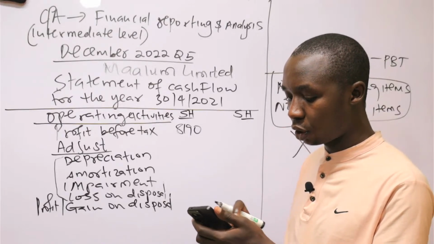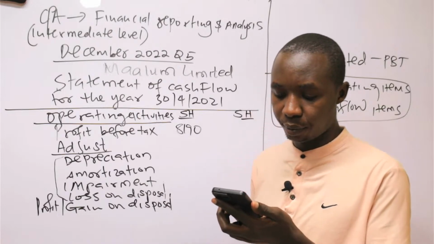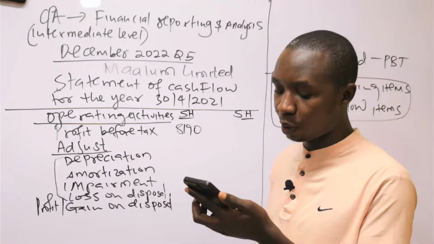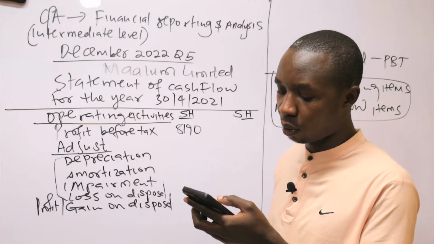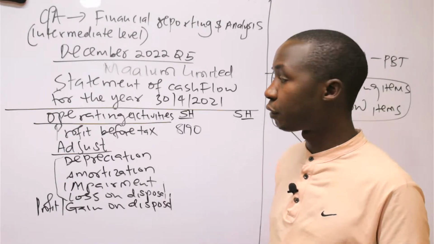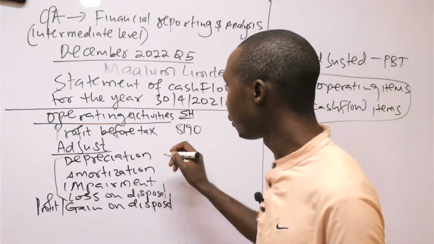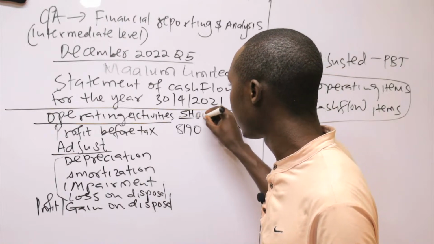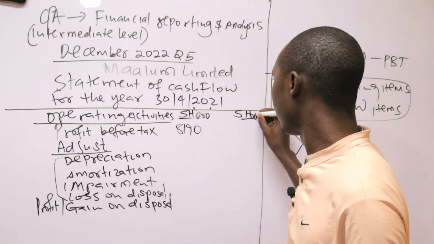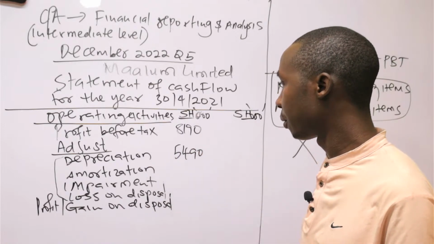So if we go to additional information number 3, they said that depreciation charged on property, plant, and equipment during the year was 5.49 and was included in the cost of sales. So that depreciation of 5490, remember this one is in thousands. So the 5490, that one we add back.